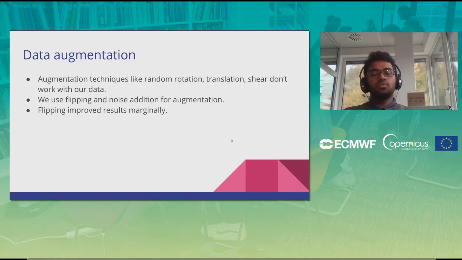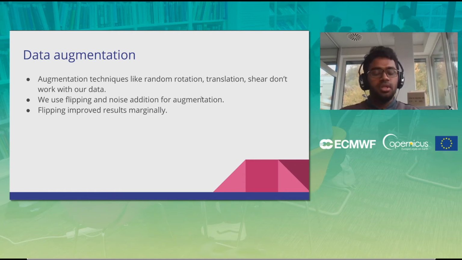Since we only had 4 years of data in total, we had to increase the amount of data we wanted to perform the experiments on. The normal augmentation techniques like random rotation, translation, or shear cannot work with our data, because when we perform random rotation, we are basically just changing the latitude and longitude values. Translation can cause us to lose some of the cyclones which are at the edge of the image, and shearing can also cause losing some of the cyclones.